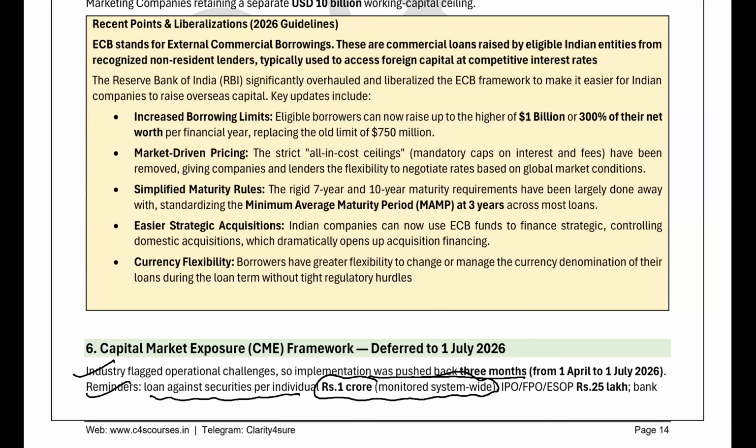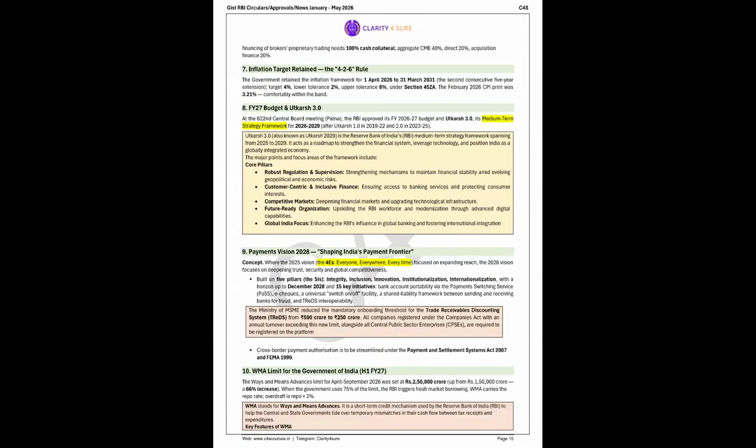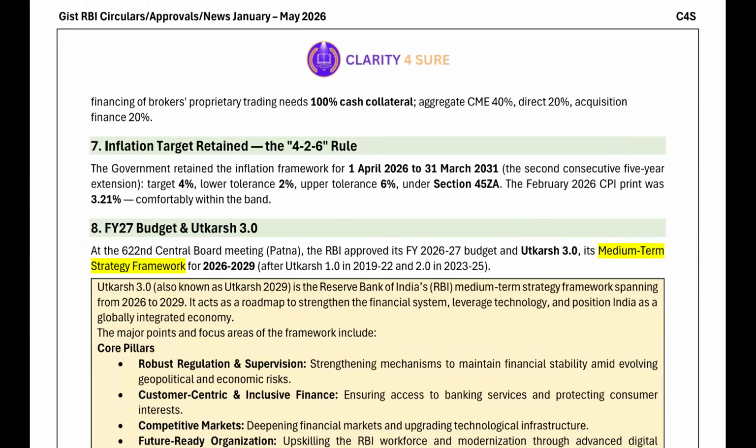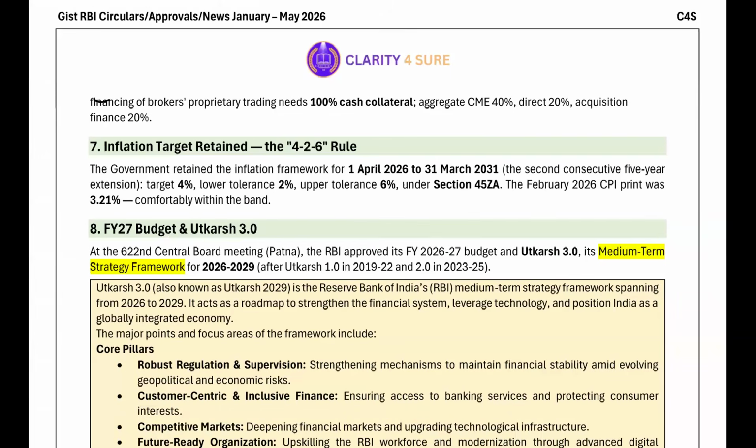IPO, FPO, ESOP ₹25 lakh. Look, ₹25 lakh bank. Just a minute. Bank financing of brokers, proprietary trading needs 100% cash collateral. Aggregate CME is 40%, direct 20%, acquisition finance 20%.